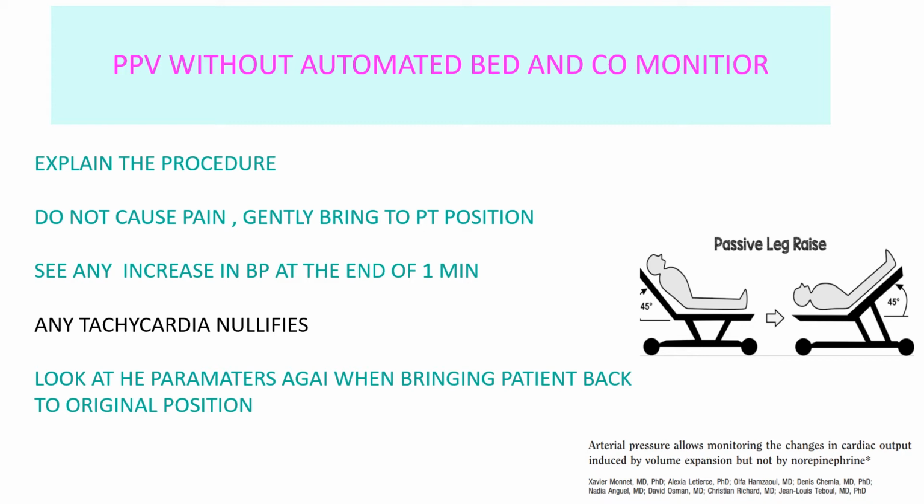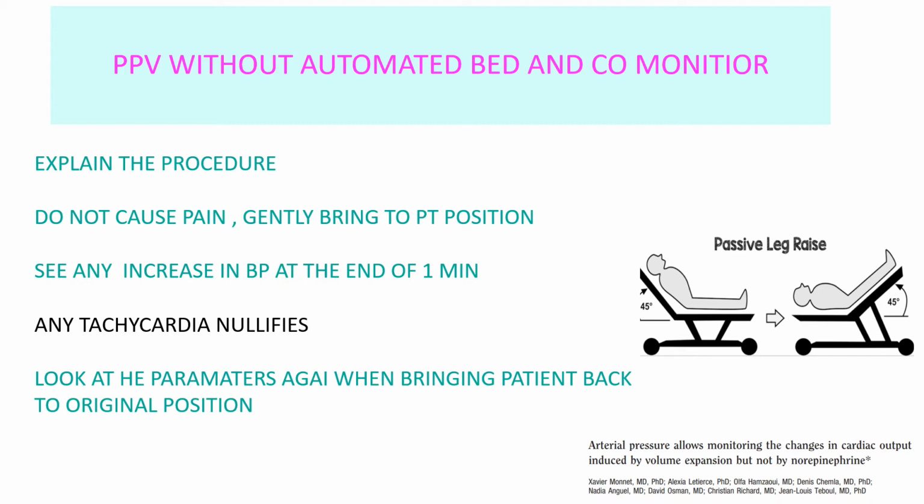First he is like this, then you do the test here, see the cardiac output increase, and then you again bring him back to the original position and see the drop in cardiac output. But this may not be possible without an automated bed, because you will be causing pain. So this is how you do it.